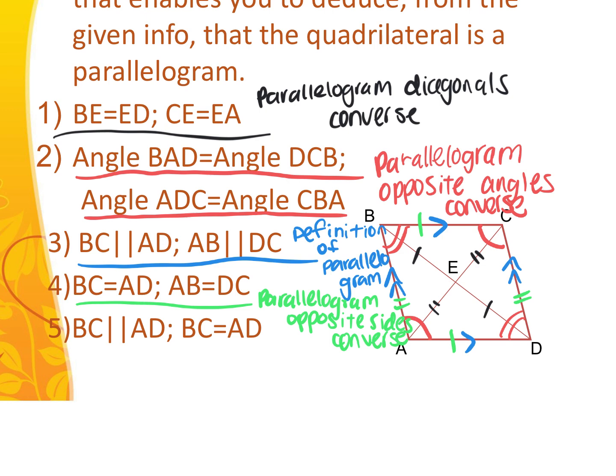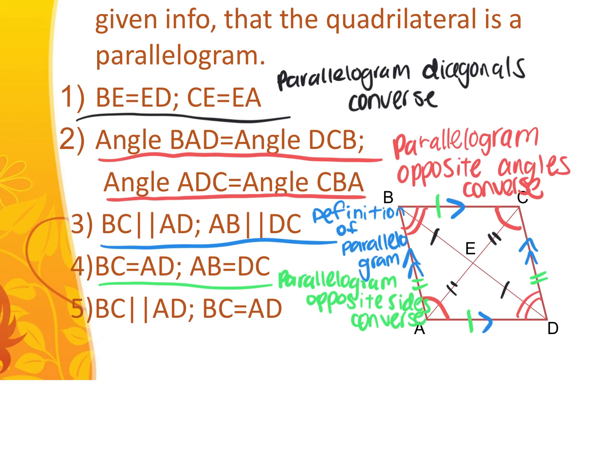Converse because we were proving what? What are we proving here? That it's a parallelogram. Okay? All right, now the last one. It tells us that BC is not only parallel to AD, but it's also congruent to AD. So we're going to have a parallel symbol here, a congruent symbol here, parallel symbol here, and a congruent symbol here in yellow or some other color.